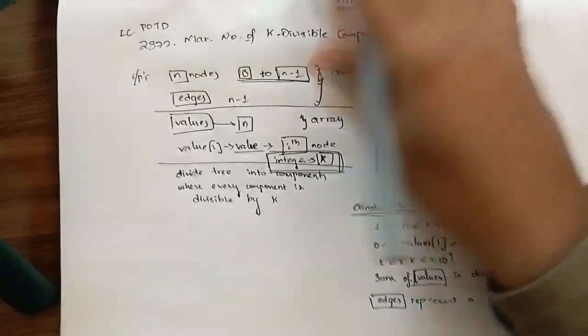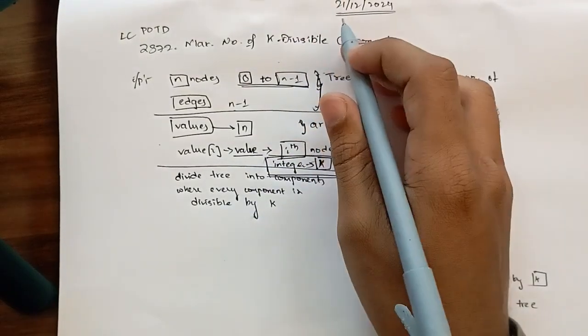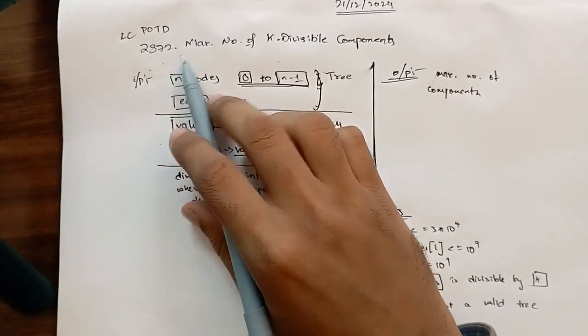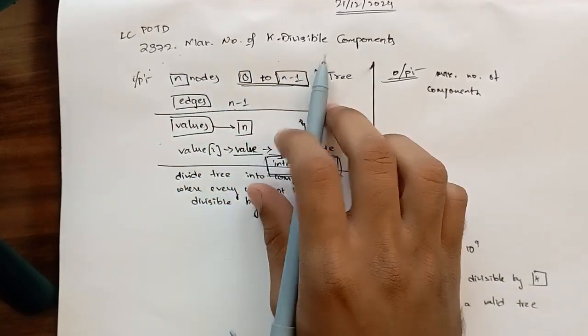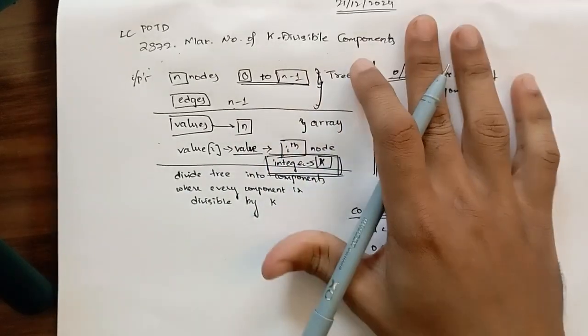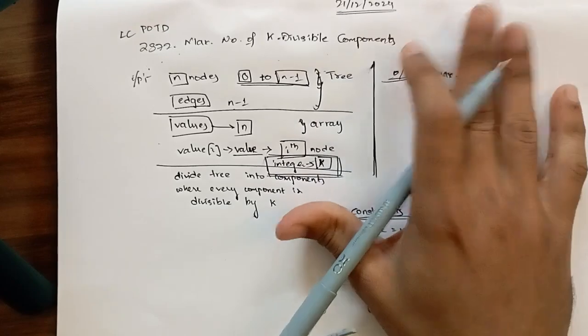Hello everyone. Let us now discuss today's LeetCode POTD problem, 21st December 2024. Question number 2872, maximum number of k divisible components. In this video, I will be explaining the input, output and the constraints. The first part will be about the question explanation.